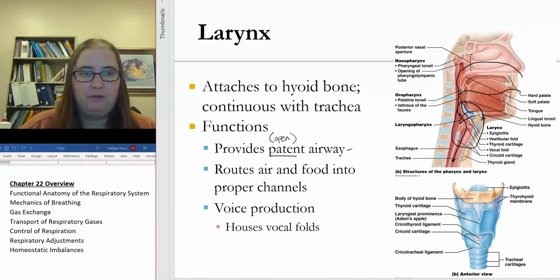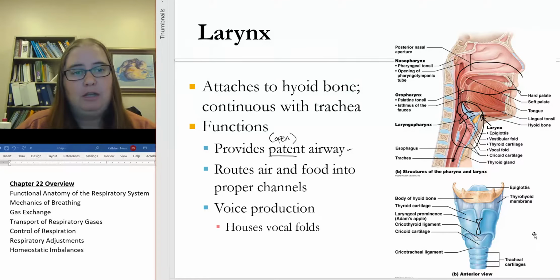If we look at a frontal view, here's that hyoid bone, this little bone structure here. We can see that the larynx is comprised of a whole bunch of membranes, but more importantly, a whole bunch of cartilages. This laryngeal prominence right here is often referred to as the Adam's apple. It's very typically predominant in men, not so much in women.